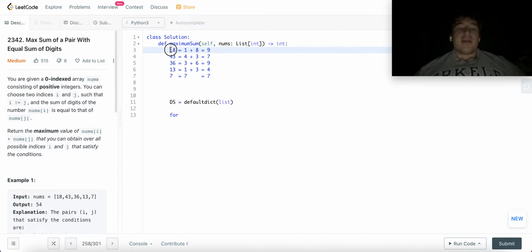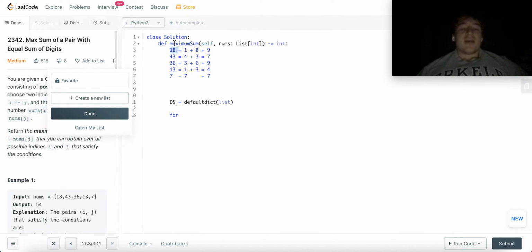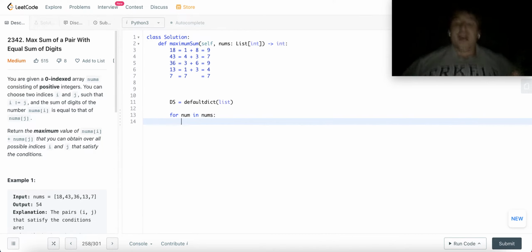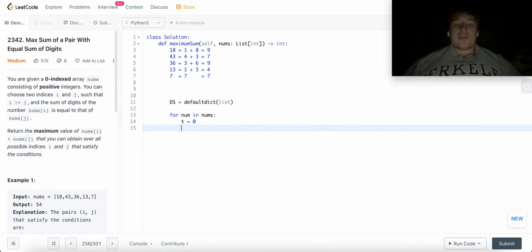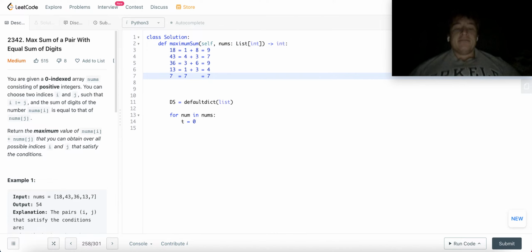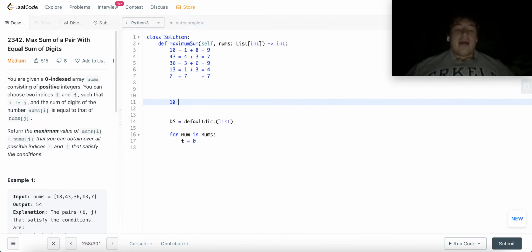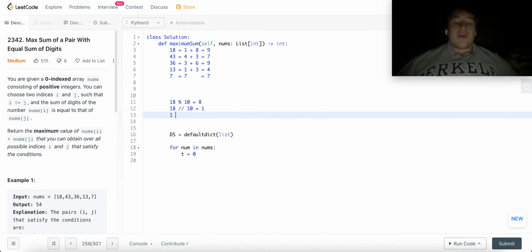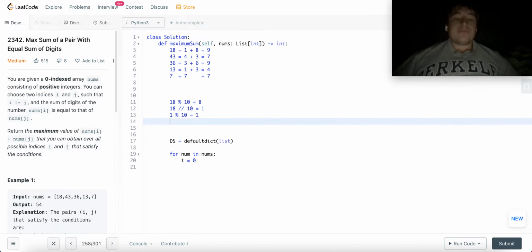So the way that you can take a number, and this is probably something you should know if you're doing a medium problem, the way that you can take a number and convert it into its digit sum is like so. We'll look at each num in nums to find each number's digit sum. And then we'll have a total variable equal to 0. Now, if I take 18, here's how I can find its digit sum. If I mod it by 10, I'm going to get 8. So that's the value of the first digit. Then I'll take it and divide it by 10 to get 1. And then I'll take 1 divided by 10 and I'll get 1. And then 1 divided by 10 equals 0.